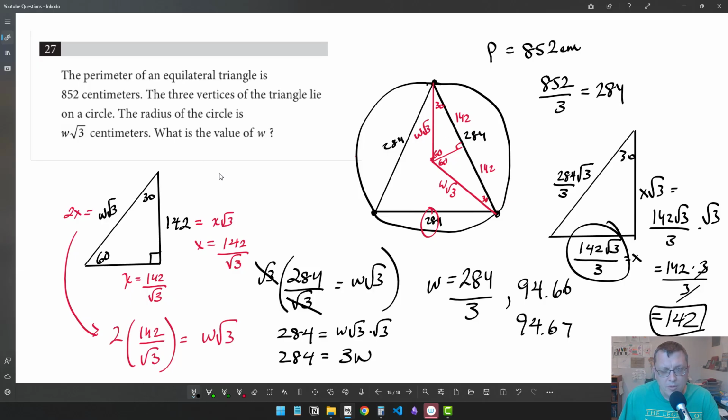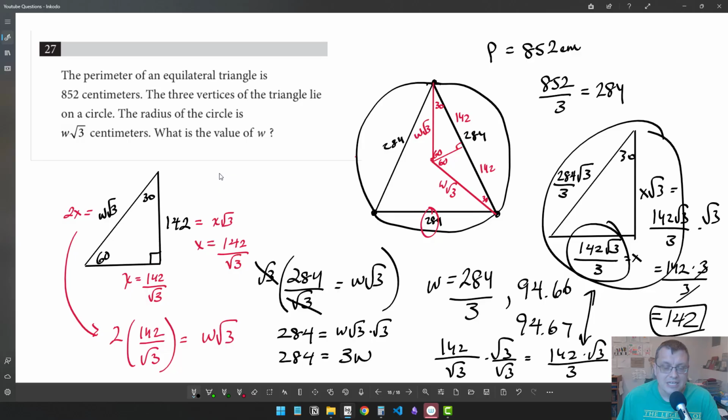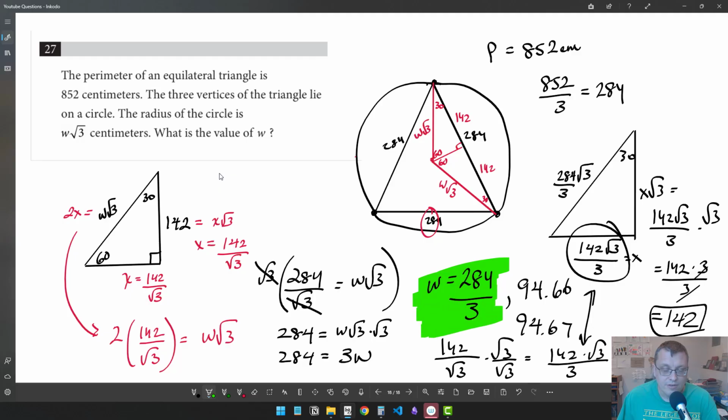This right here, before we used 142 over radical 3 for that side, but notice if I go ahead and rationalize this, we get 142 times radical 3 over 3. So these are the same thing, right? 142 radical 3 over 3 and 142 divided by radical 3 are the same. They're just different forms. Long story short, this all checks out. So we are extra confident that our answer is right. And that again is 284 divided by 3.